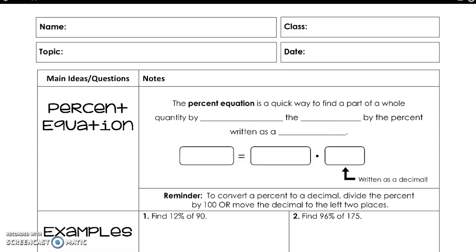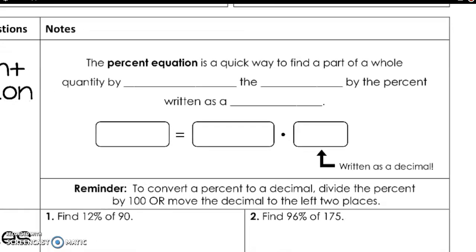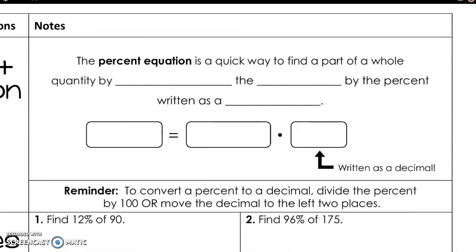This video will cover page 419 of our notes, talking about the percent equation. So you can use a percent proportion or you can use a percent equation to answer percent problems. The percent equation is a quick way to find part of a whole quantity by multiplying the total or the whole by the percent, but you have to write it as a decimal.